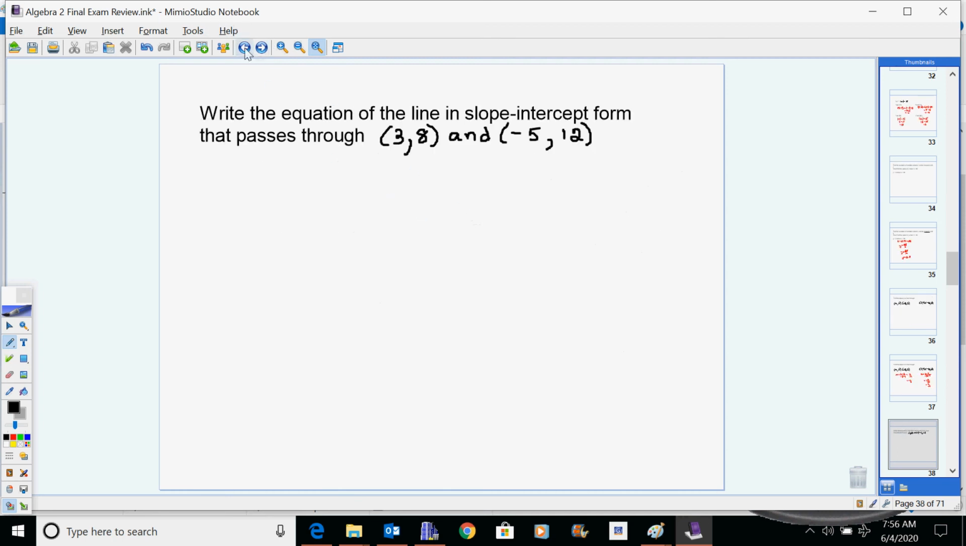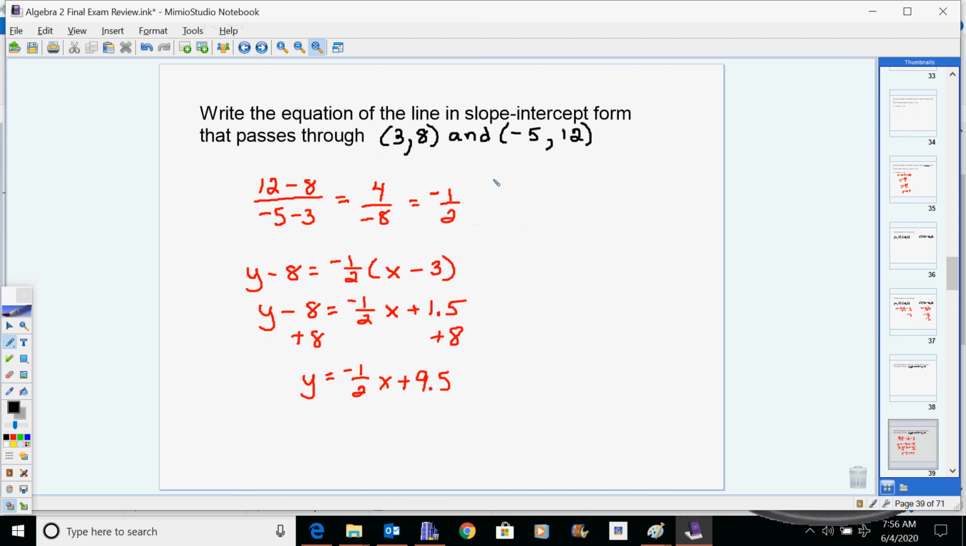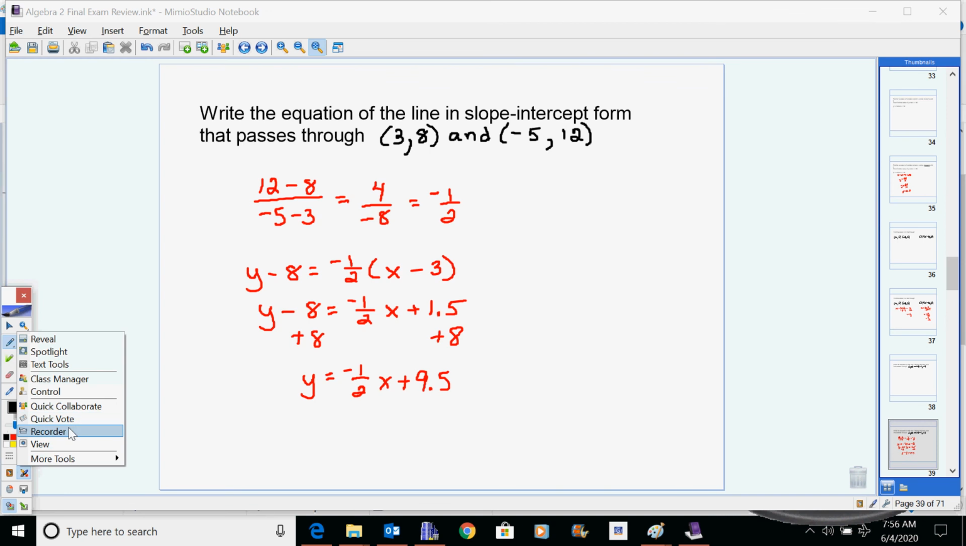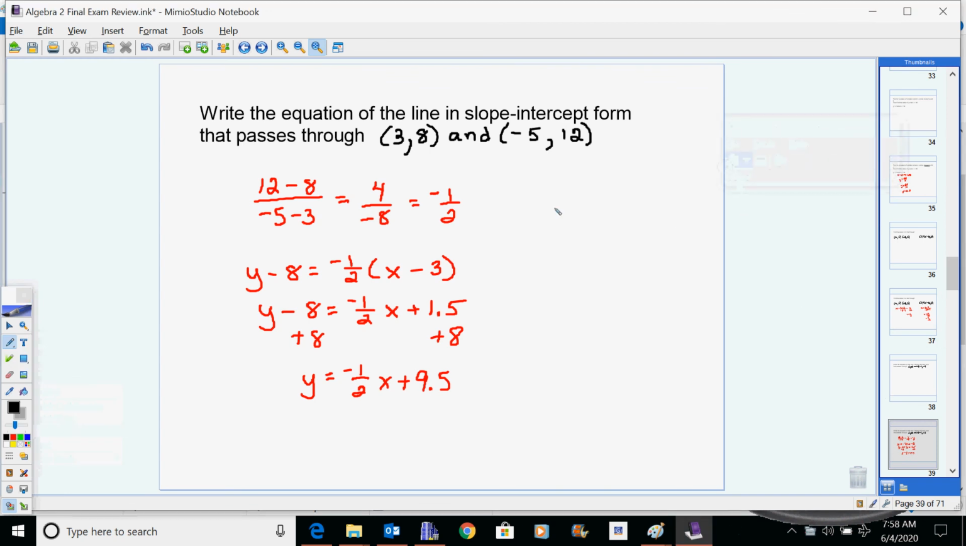Equation in slope-intercept form. Okay, you need to first find the slope, which I just talked about. Then you can use your point-slope form, y minus y1 equals m times x minus x1. And then simplify by getting y by itself, and that puts it into slope-intercept form, just like you would want it to. And we move right along from there.